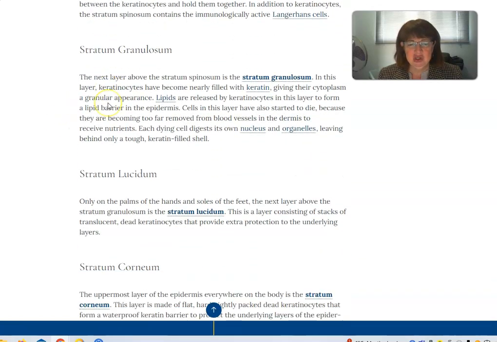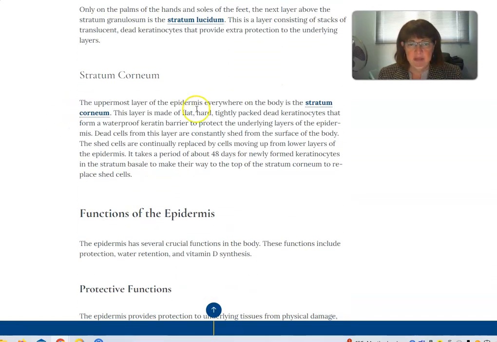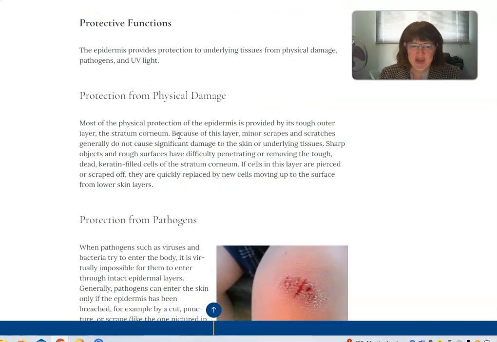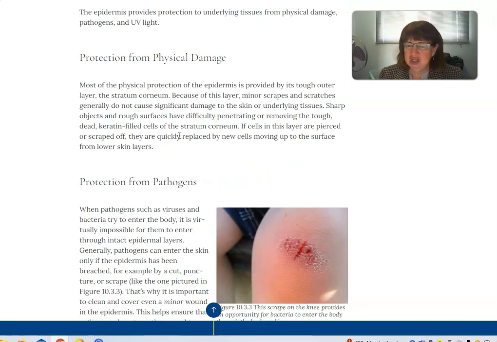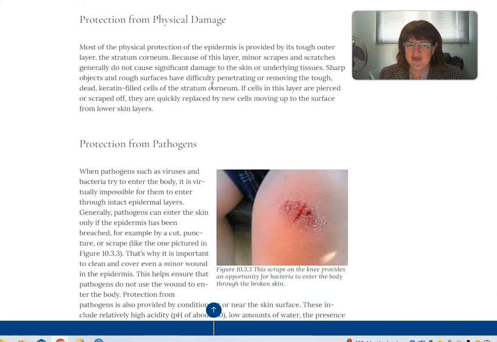Good. The other layers you don't so much need to know, but you need to know the top layer. And one of the purposes of the top layer is to make us waterproof. So it is hard, tightly packed, dead keratinocytes. So when you see the word cyte, that means cell. So a keratinocyte is a cell full of keratin. And that helps waterproof us and protect us from underneath. Interesting, isn't it?